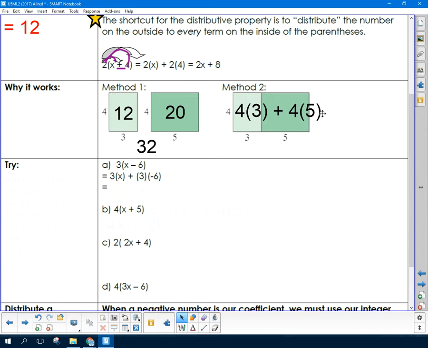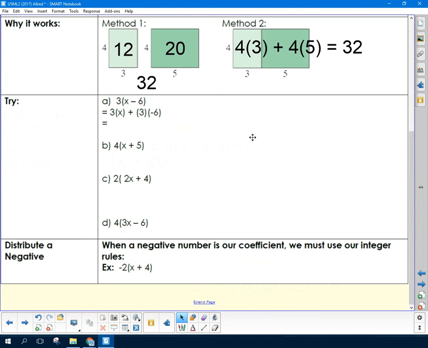I know that this is still going to be 32 because math is always the same, but it's just a shortcut to get there. Okay, so let's try one. I'm going to try one right here for you, and then you're going to do one on your own.